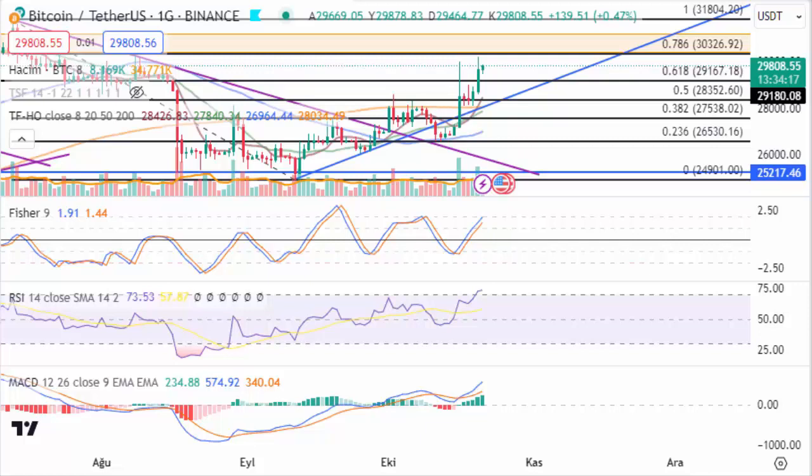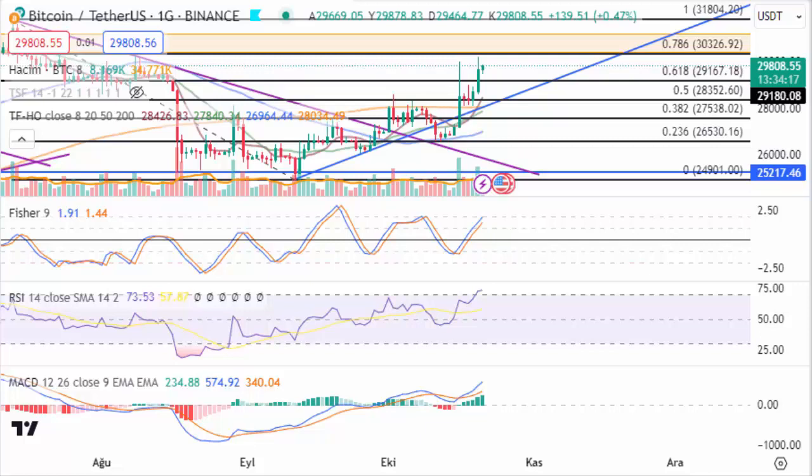If the 0.618 level is not breached, we can expect the price movements to rise initially to $30,326 and, if that level is surpassed, potentially up to $31,000, $32,000, or $33,000. Also, in the market, these levels seem to work quite accurately, so it's essential to share this with you.